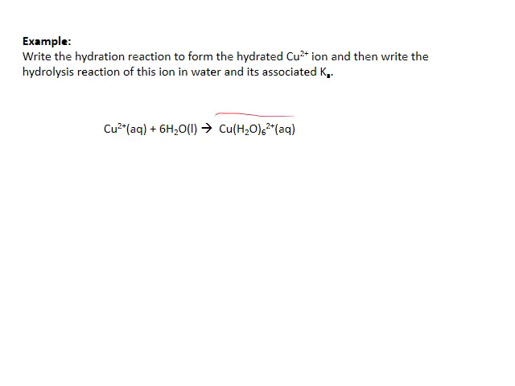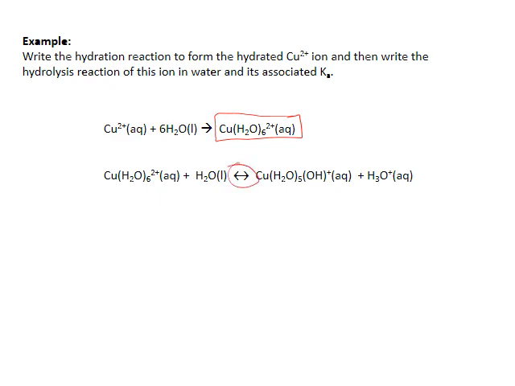It is this complex ion that can undergo an acid reaction. The complex ion can react with water and donate one of its protons to the water molecule in the following reaction. Notice that we use a double-headed arrow for this equilibrium. Notice also that the products of the reaction include the hydronium ion, again indicating that the solution will be acidic.